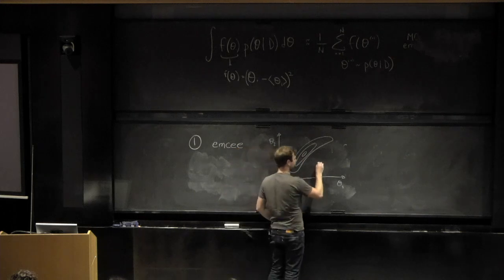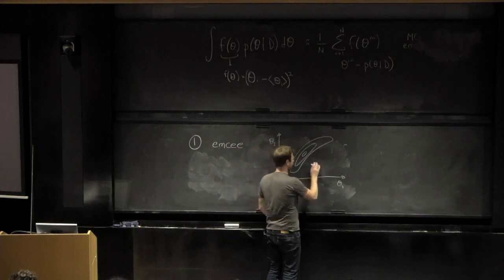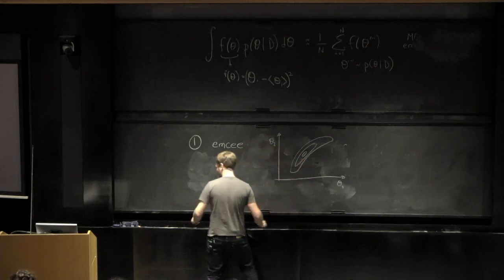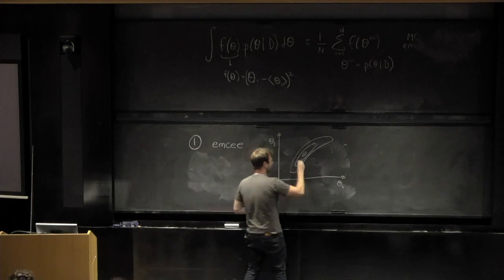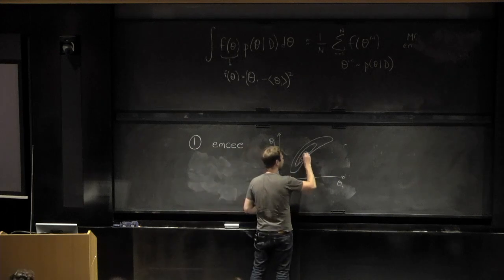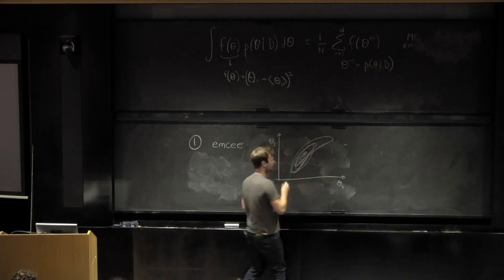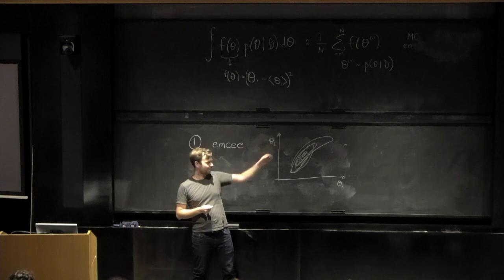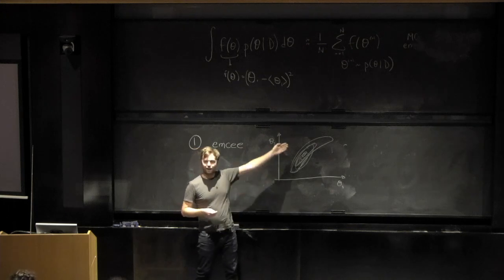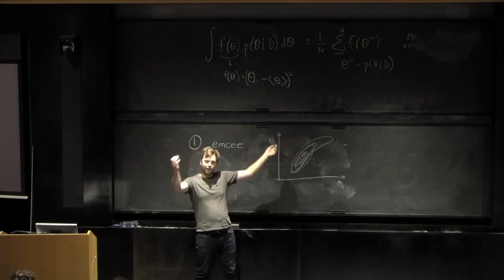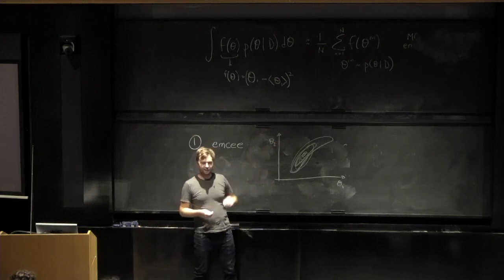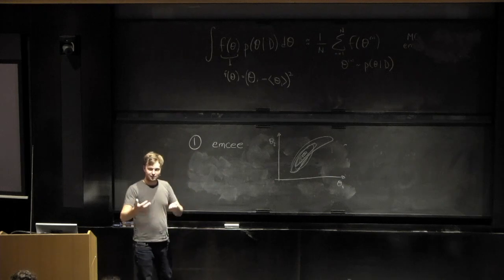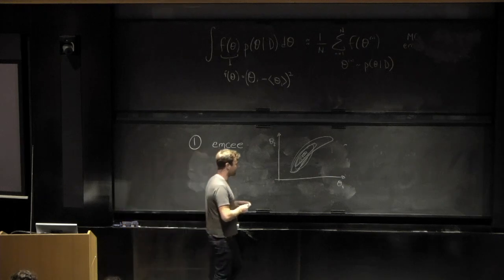So if you were right here, you would want your proposal to maybe be something like this. You want it to move along the axis of the probability contours, right? And it can be kind of annoying. In 2D, it's not so bad, but as you go to higher and higher dimensions, that can get tricky to tune. And so the basic idea with MC is to reduce some of that load.